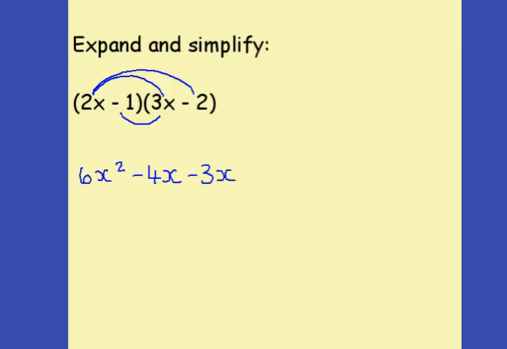And then be very careful here. Minus 1 multiplied by minus 2. Be careful of the minuses. That's plus 2. We then need to simplify it. So we have 6x squared, minus 4x minus 3x gives us minus 7x, and then plus 2 goes on the end.